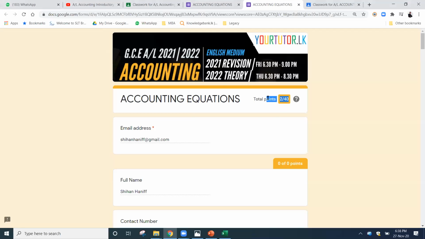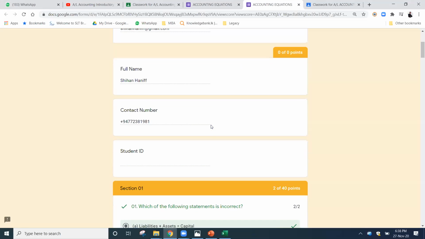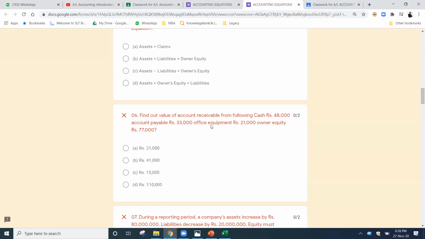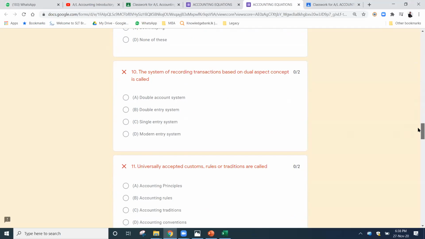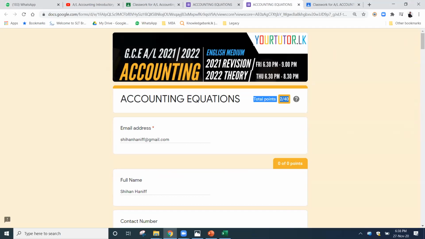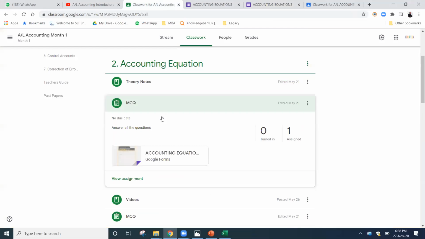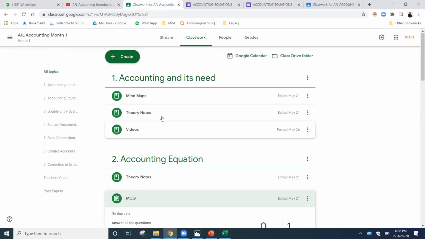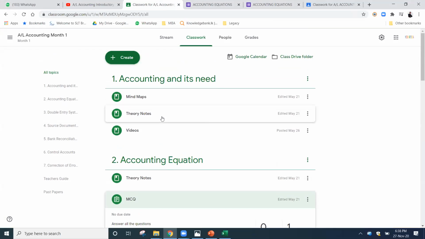Right, so here you will get the score, and correct answers also will be given to you. Okay, so that's about the Google Classroom. So everyone has to register with the Google Classroom, right?